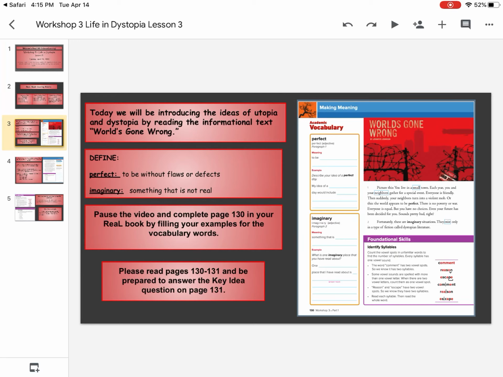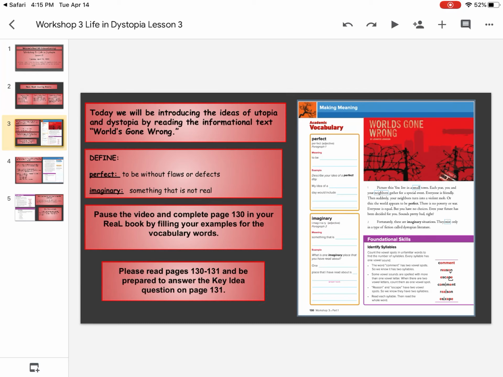The 2 words are perfect and imaginary. If you look at the definition, perfect means to be without flaws or defects. And if I was using it in a sentence, I might say, a perfect day for me is spending time with my family. Okay, so I want you to write the meaning and then you'll be providing your own example. My idea of a perfect day would include what?